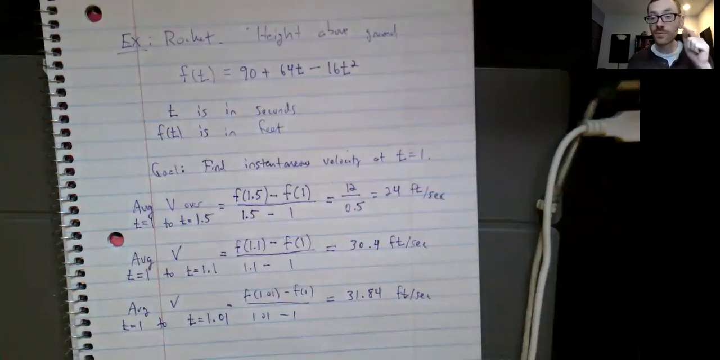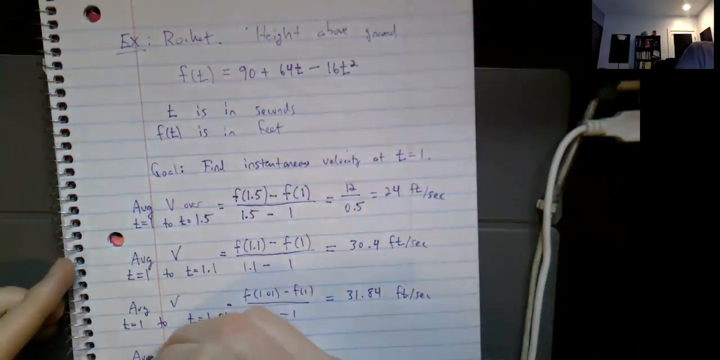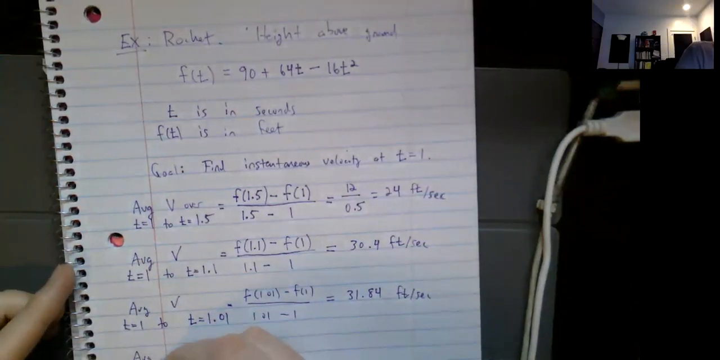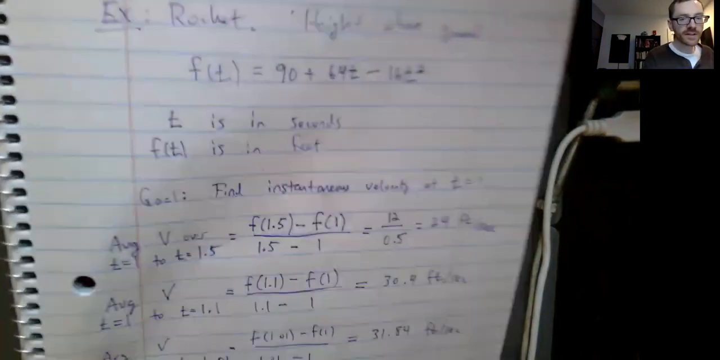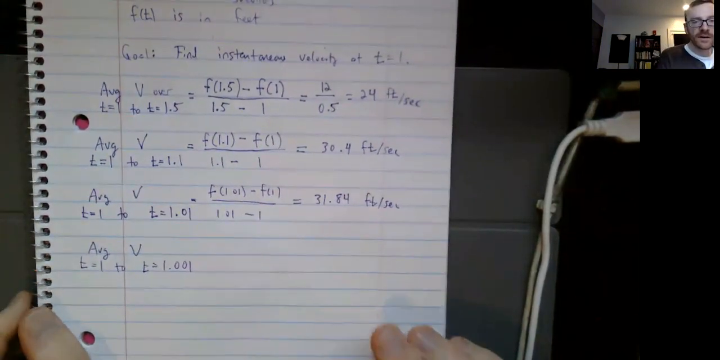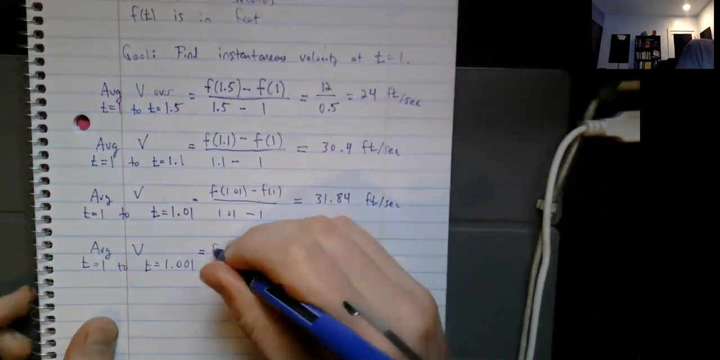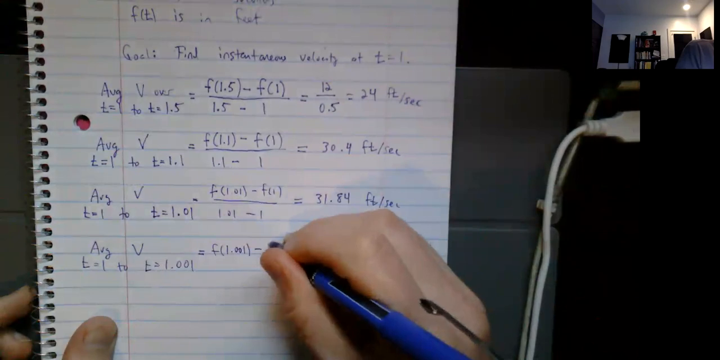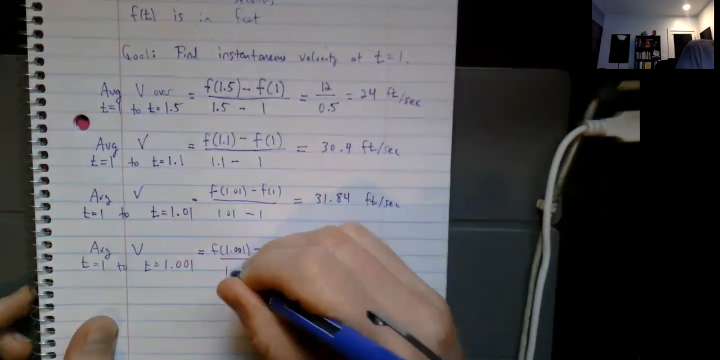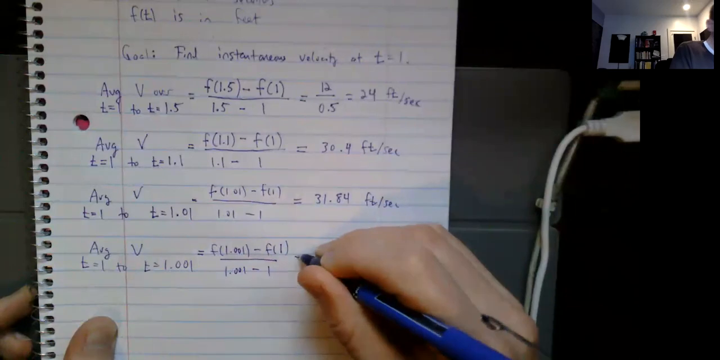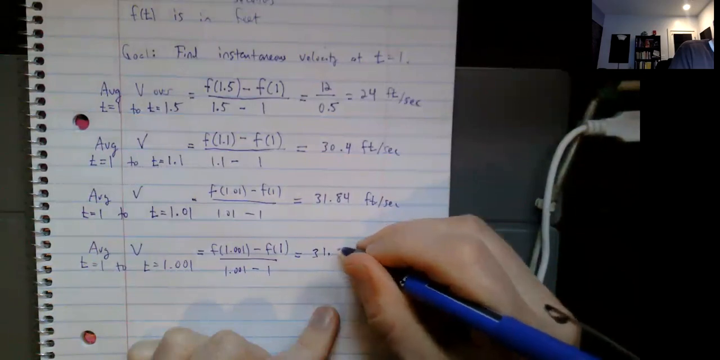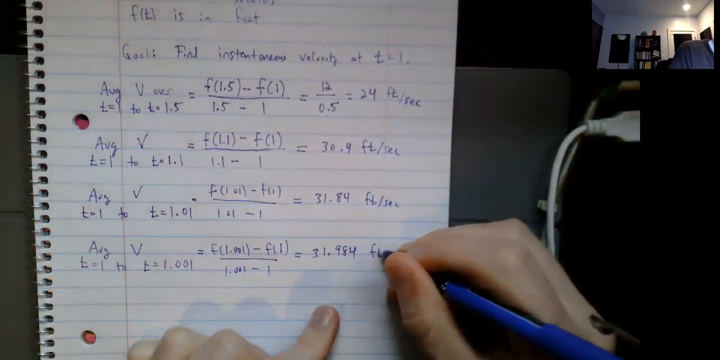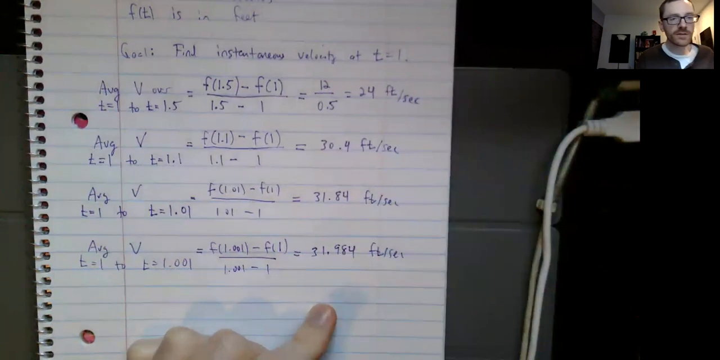Let's do one more. Let's do the average velocity over a ridiculously short time interval, from t equals 1 to t equals 1.001. That is a thousandth of a second. Again, that's f of 1.001 minus f of 1 over 1.001 minus 1. And I claim that if you crank out the answer, you get 31.984 feet per second. Notice there's very little change between these two numbers.